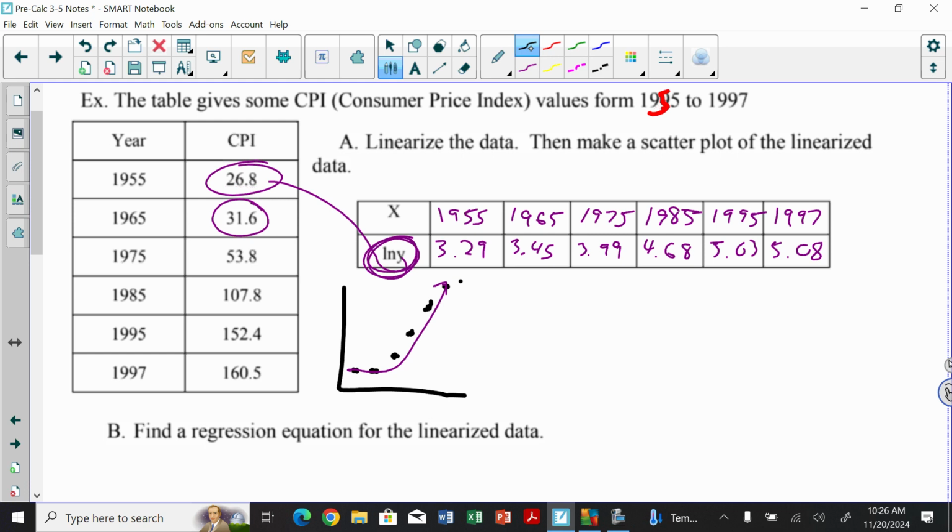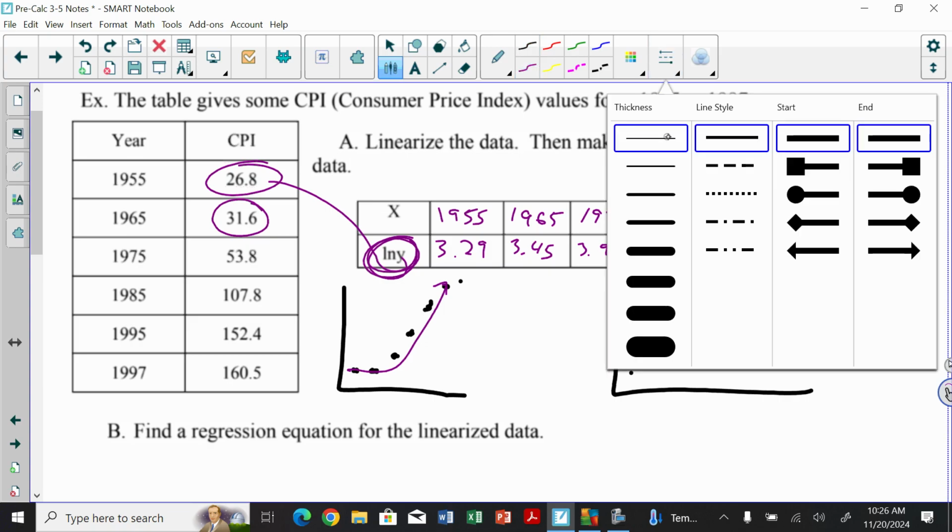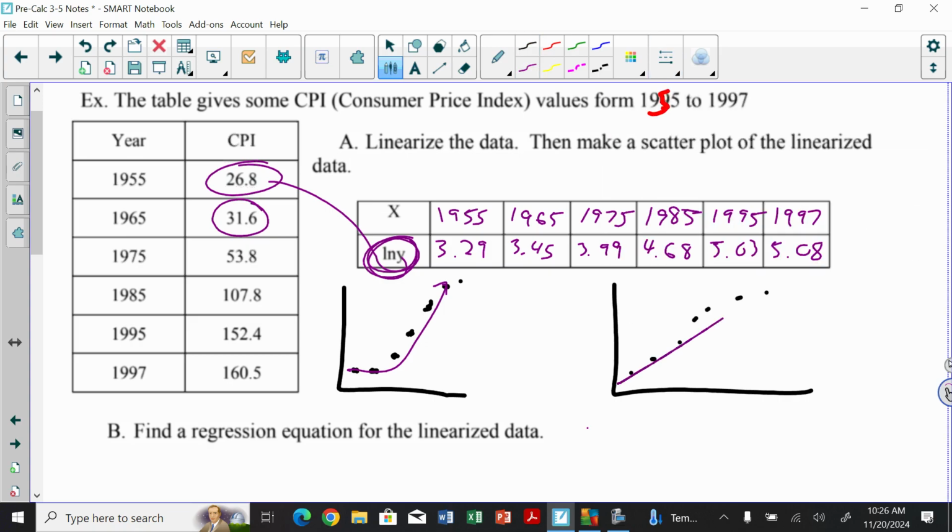Okay. So when I do that though, my new data just maybe looks a little bit more linear. Closer, right? I mean, if you think about it, it would be a little bit closer to a line. It might not be perfect, but it looks closer. So this was my original graph, my original data. And this was my linearized.